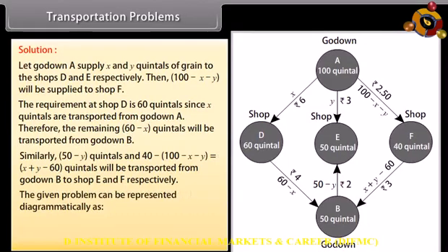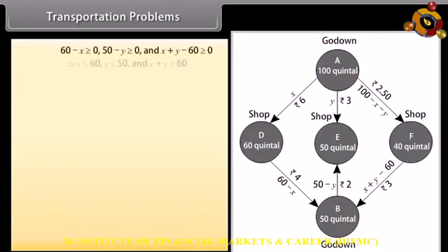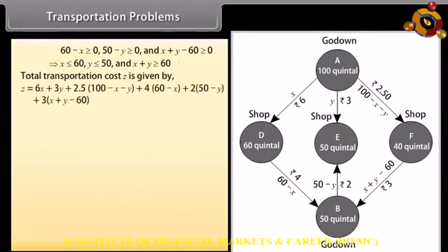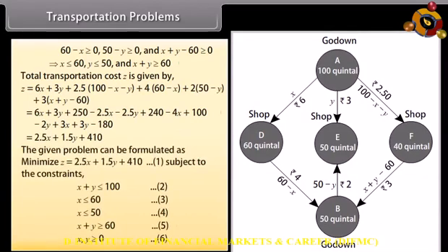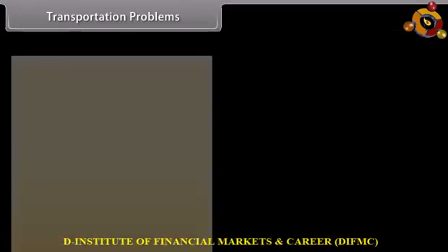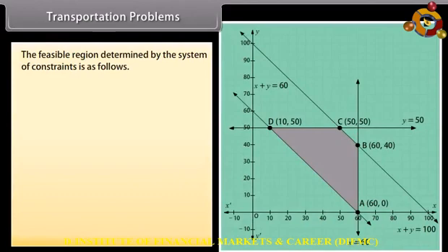The given problem can be represented diagrammatically. Total transportation cost Z is given by Z. The given problem can be formulated as: minimize Z equals 2.5x plus 1.5y plus 410. Mark it as equation 1. Subject to the constraints. The feasible region determined by the system of constraints is as follows.